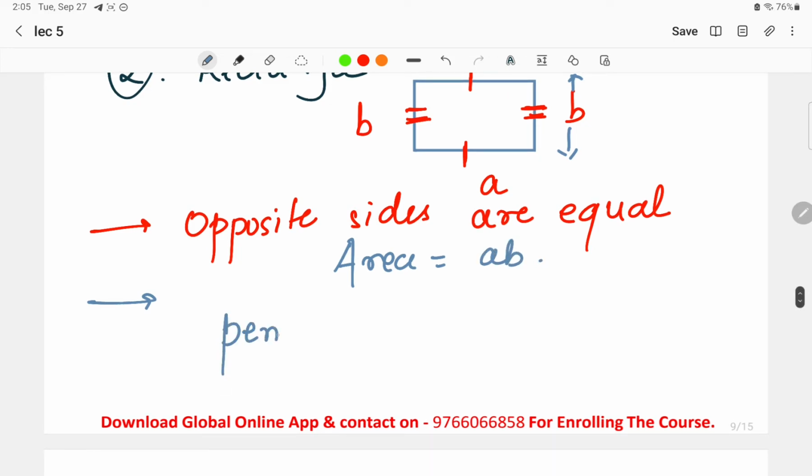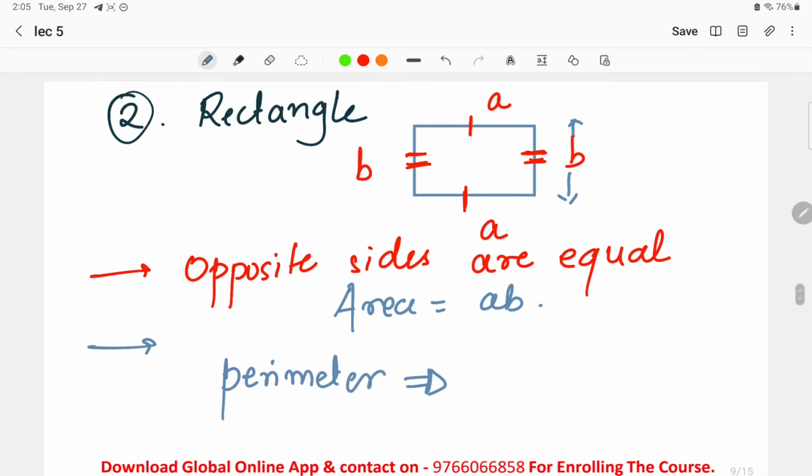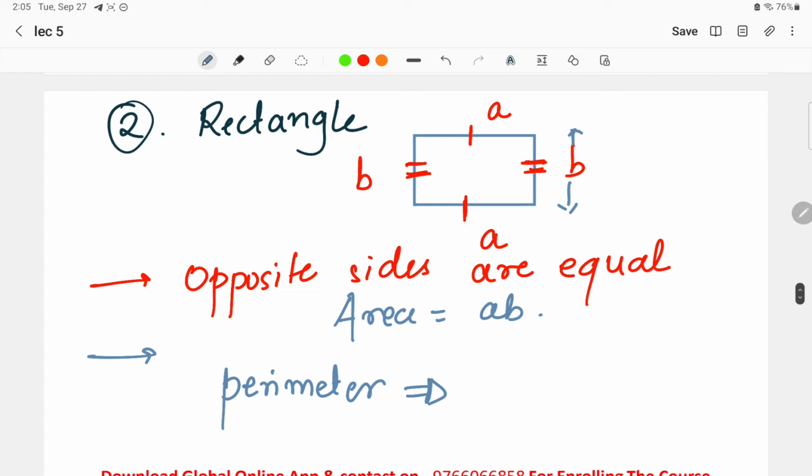Now for the perimeter of the rectangle, once again the boundaries. As we know, there are two different kinds of boundaries over here, that is, the two opposite sides are equal; there are two A's and there are two B's. So how will we take the perimeter over here? We'll take it as 2A plus 2B, so 2 in common, 2(A plus B) is the formula for the perimeter.